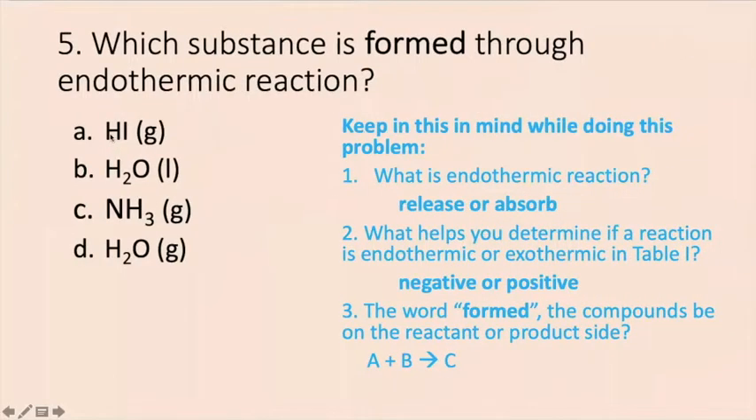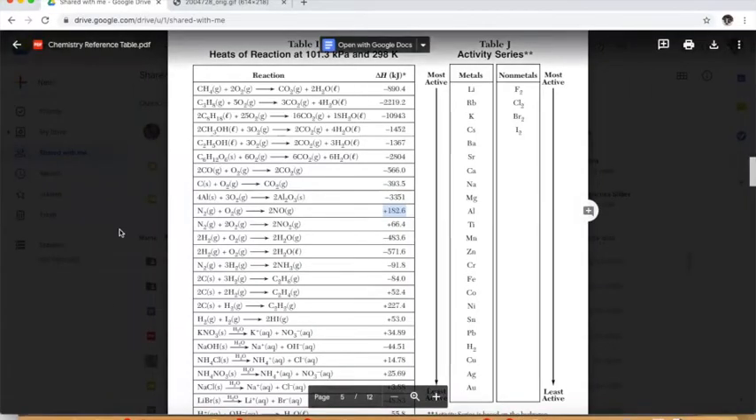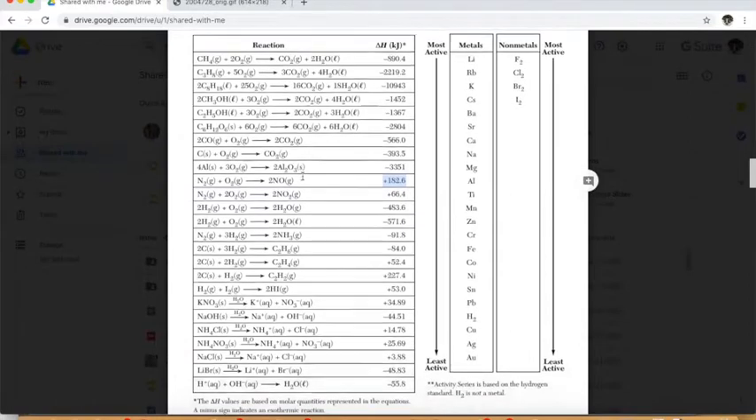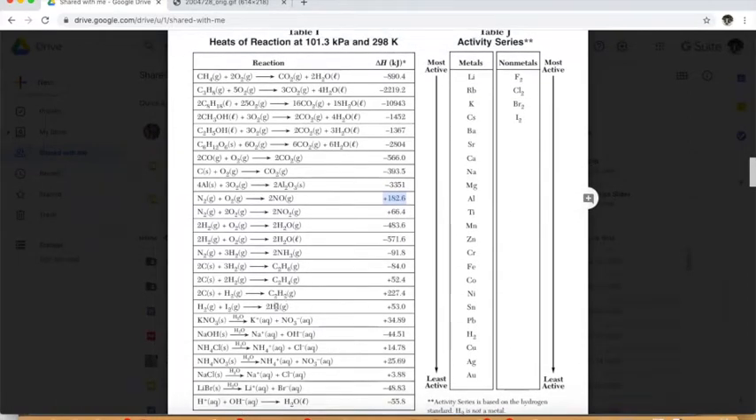So let's take a look at these 4 different answer choices. We have HI as a gas, H2O liquid, NH3 as a gas, H2O as a gas. So let's very briefly go back to Table I, and let's take a look at the products that are listed over here on the right side of the arrow. So first things first, we're going to look for HI. And you can find these fairly easily after you use the table for a little bit. HI is right down here. And if you take a look, it has a positive number. So therefore we know, is this endo or is this exo?